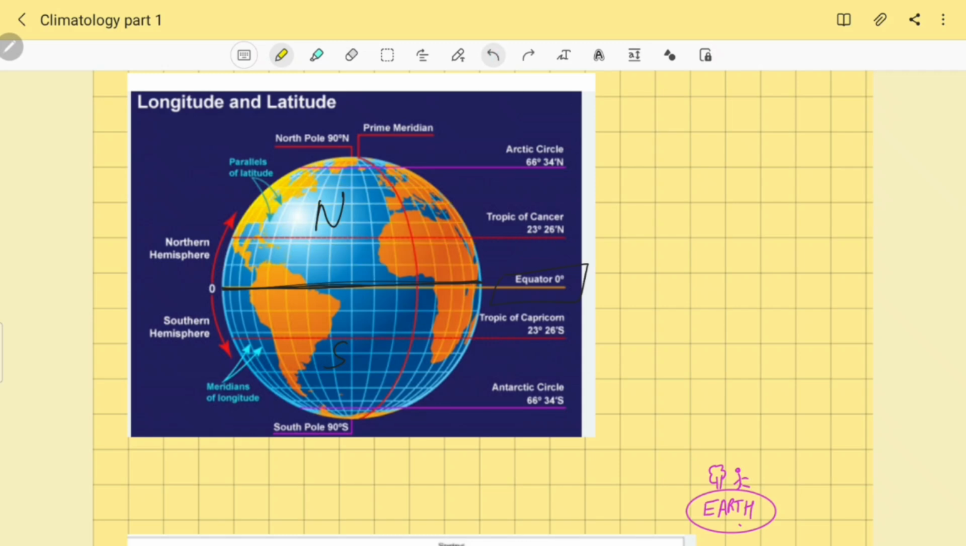Okay, so now let's see what is Tropic of Cancer, what is Tropic of Capricorn. It's a line which runs parallel to equator at 23.5 degree. If it is in the northern hemisphere, it's known as Tropic of Cancer. If the same line is in the southern hemisphere, then we know it as Tropic of Capricorn. So the red line that you could see here is known as Tropic of Capricorn in the southern hemisphere, and the line in the northern hemisphere is known as Tropic of Cancer at 23.5 degree.